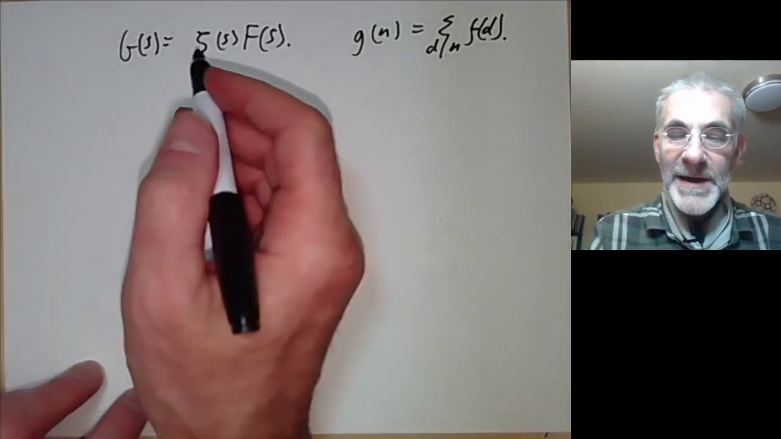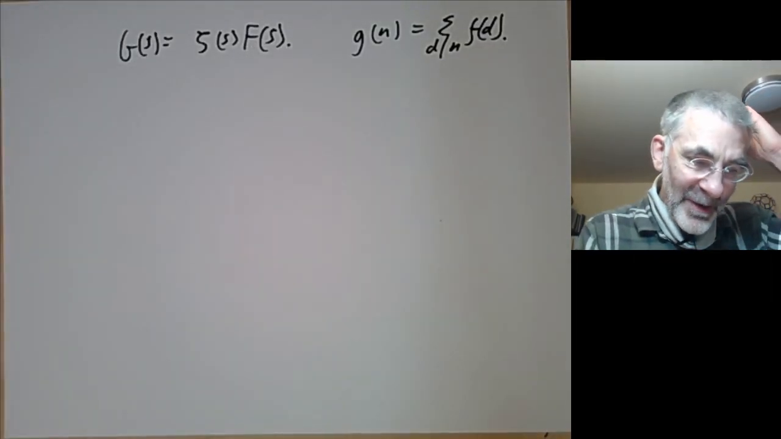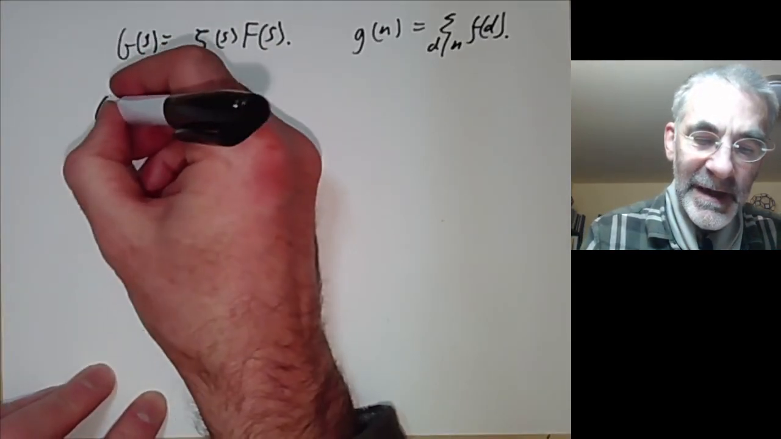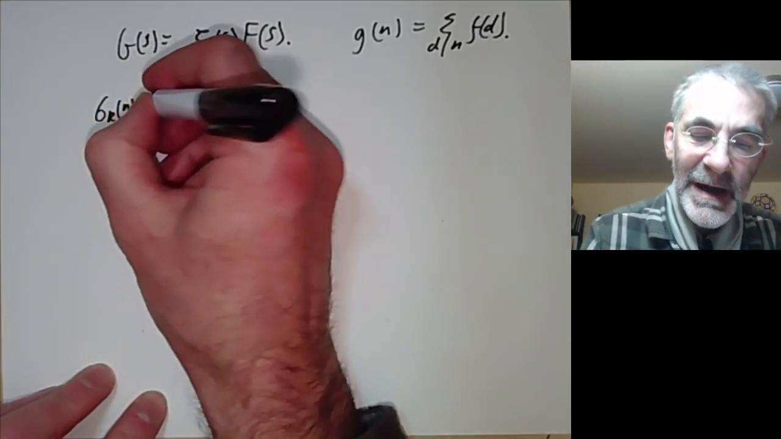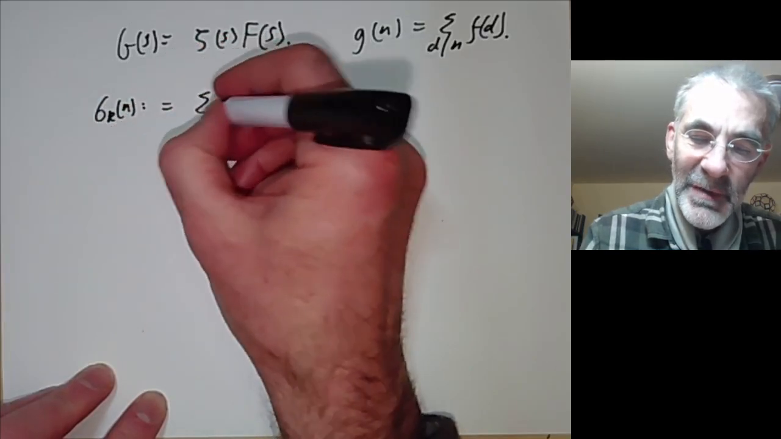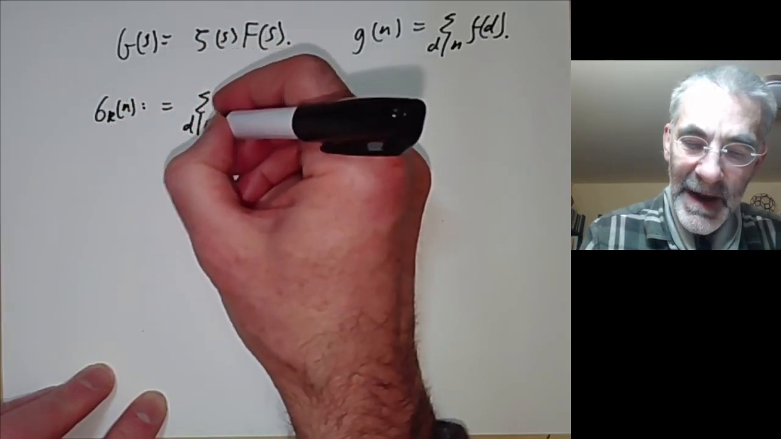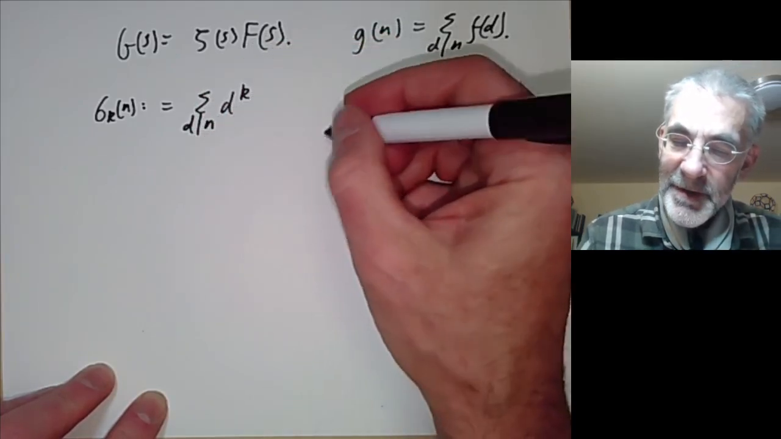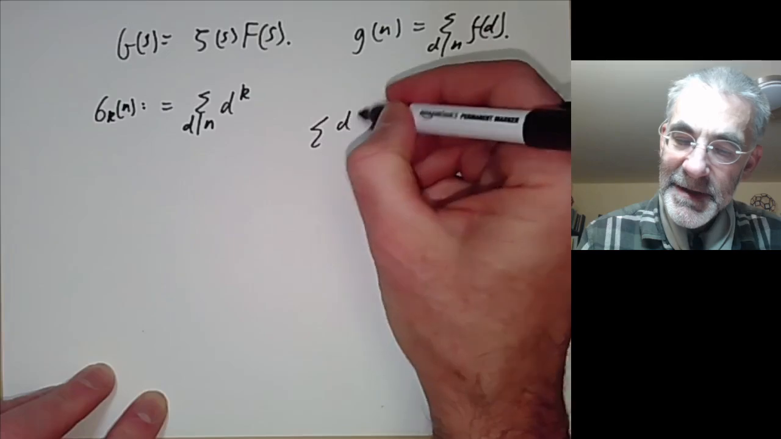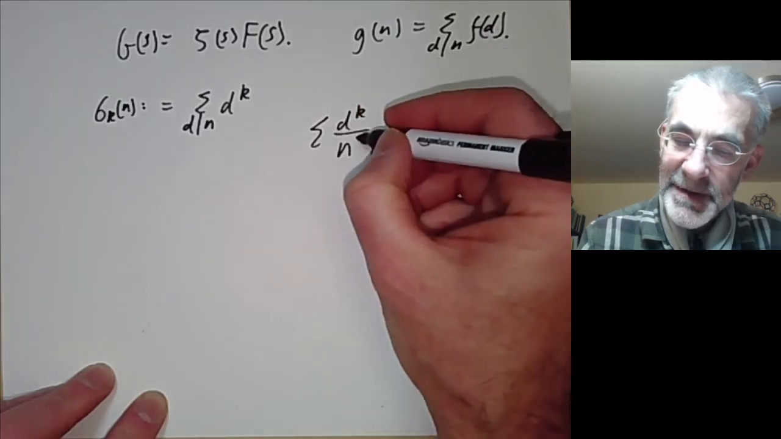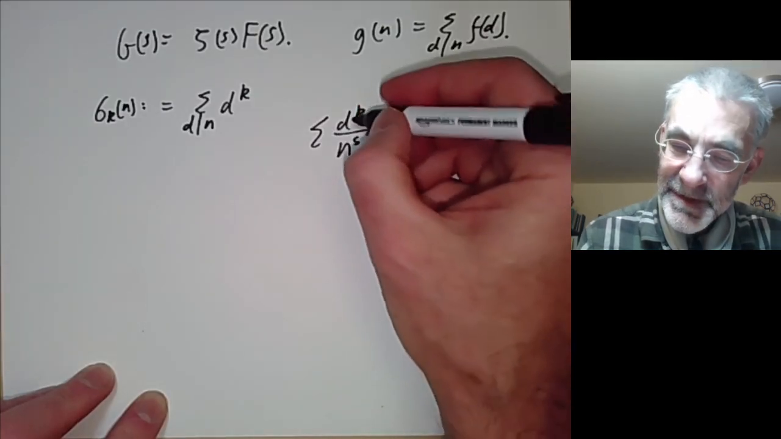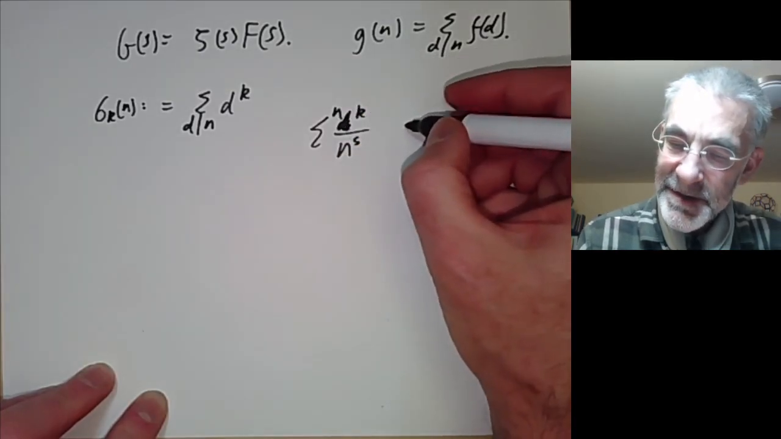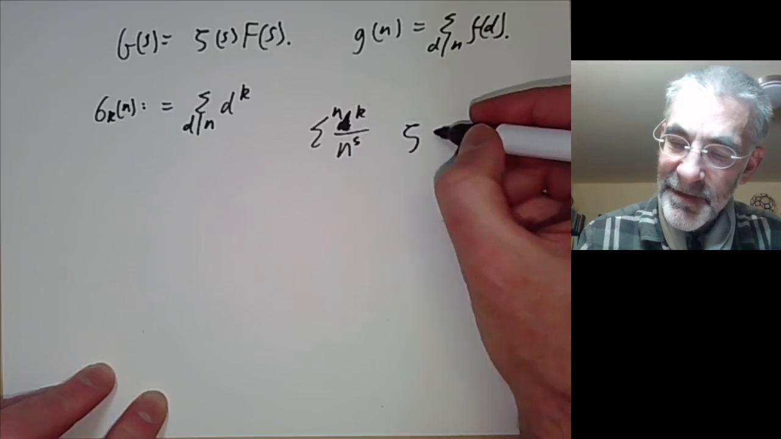And as special cases of this, we can now get the Dirichlet series for sigma k of n slightly more quickly. So if we look at sigma k of n, well, this is equal to the sum over d divides n of d to the k. Now, the Dirichlet series sum of d to the k over n to the s, that would be n to the k over n to the s, is just zeta of s minus k.